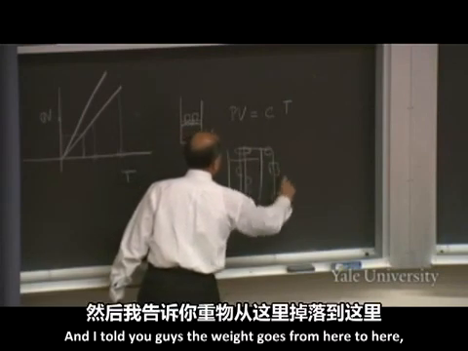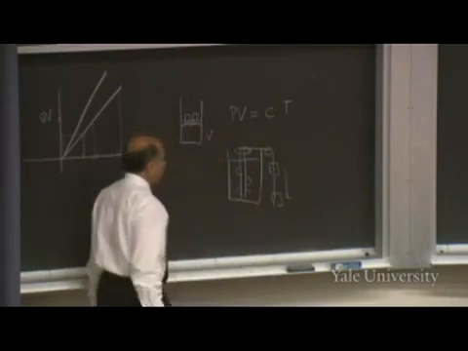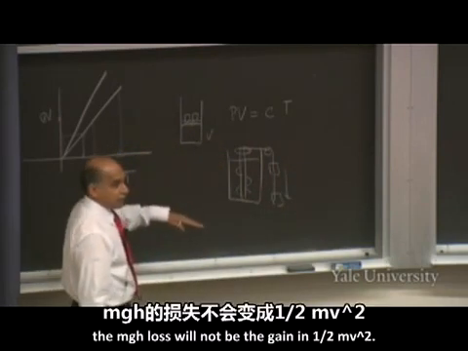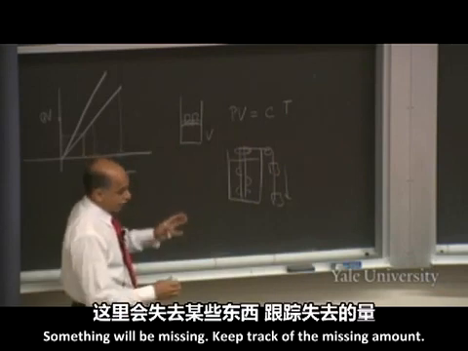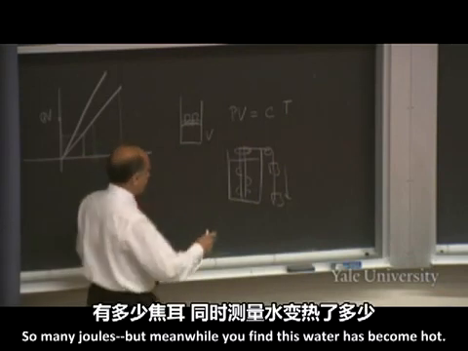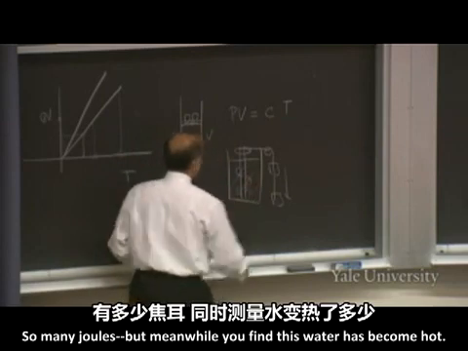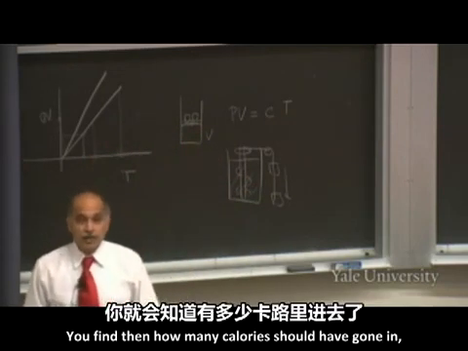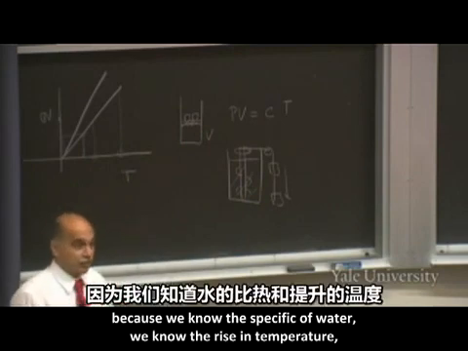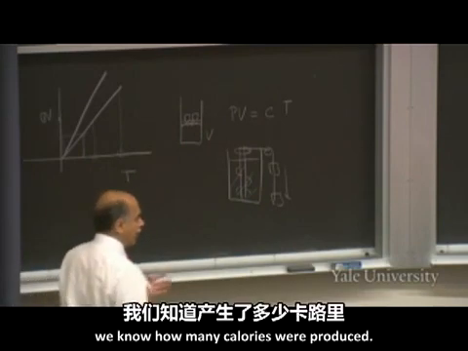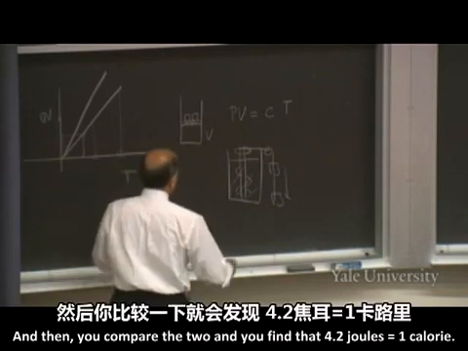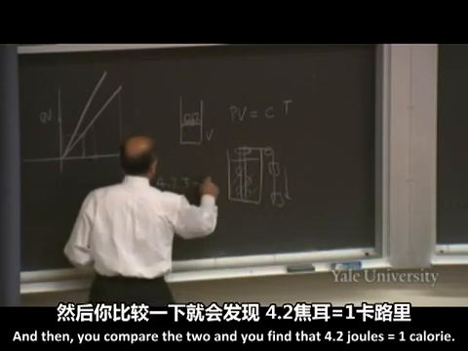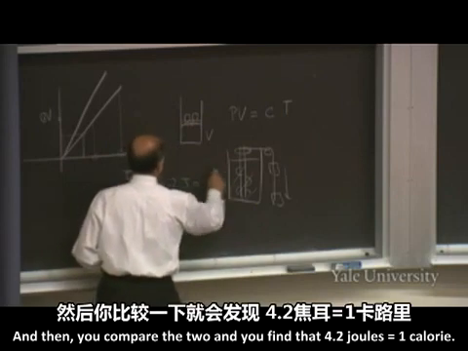And I told you guys, if the weight goes from here to here, the mgh loss will not be the gain in 1/2 mv squared. Something will be missing. Keep track of the missing amount, so many joules, but meanwhile you find this water has become hot. You find then how many calories should have gone in, because we know the specific heat of water, we know the rise in temperature, we know how many calories were produced. And then you compare the two and you find that 4.2 joules is equal to 1 calorie.